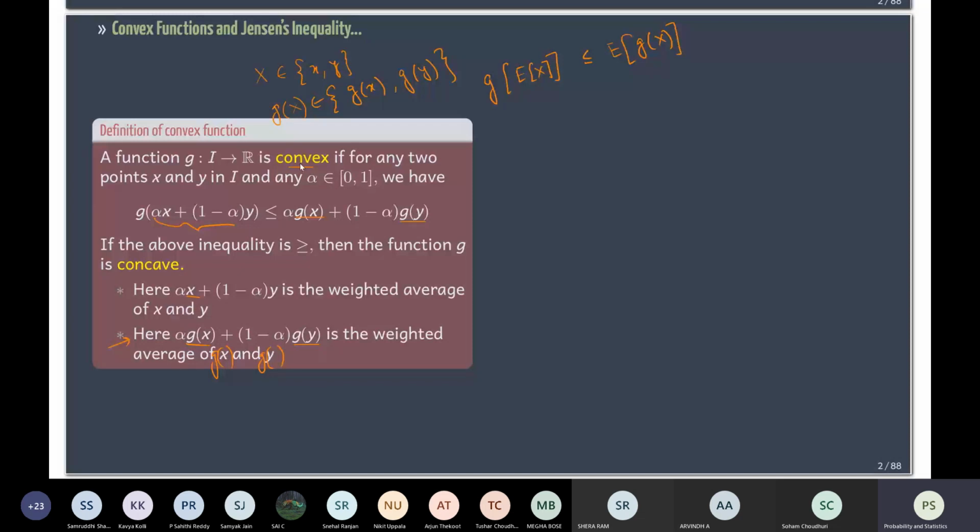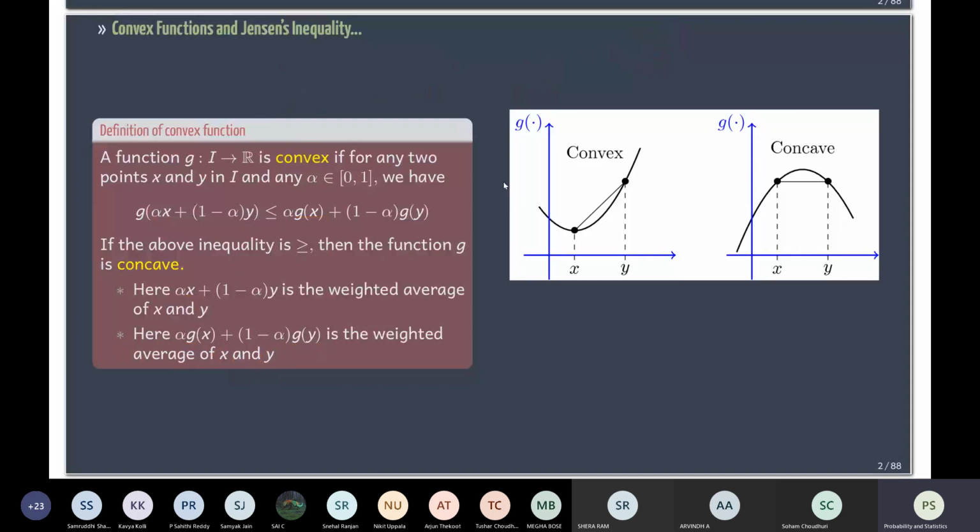Now let us see what it means to be a convex function. There is a plot here. You can see from the plot, this is the convex case, and this is the condition that a convex function is supposed to satisfy. So what does this mean? Alpha x plus 1 minus alpha y, and this is true for all alpha. So first of all, let us see what this means: alpha x plus 1 minus alpha y, and this is for alpha in [0, 1].